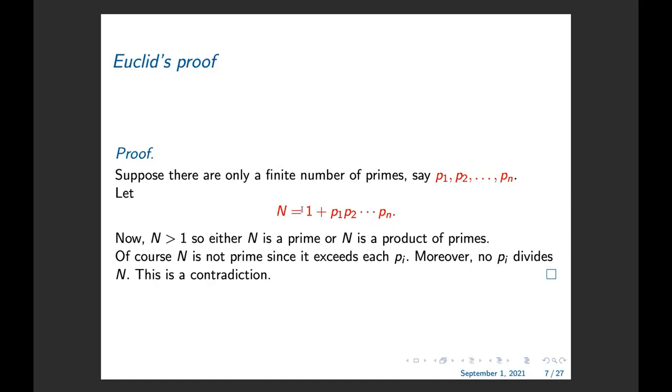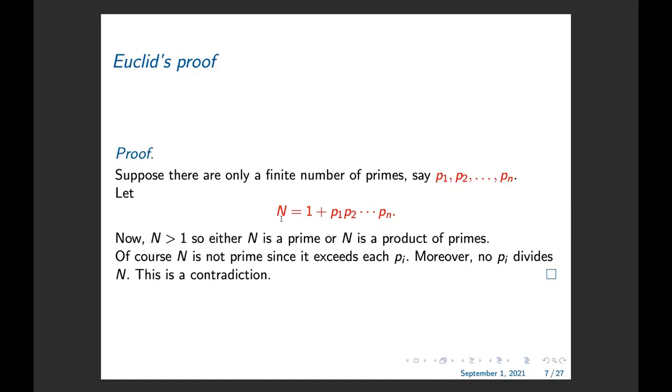So if n is not a prime, then by the fundamental theorem of arithmetic, we can say that n is a product of primes. But from the construction of n, we can say that there is no prime which divides n, because these are the only primes, p1, p2 up to pn. These are the only primes which can divide n.